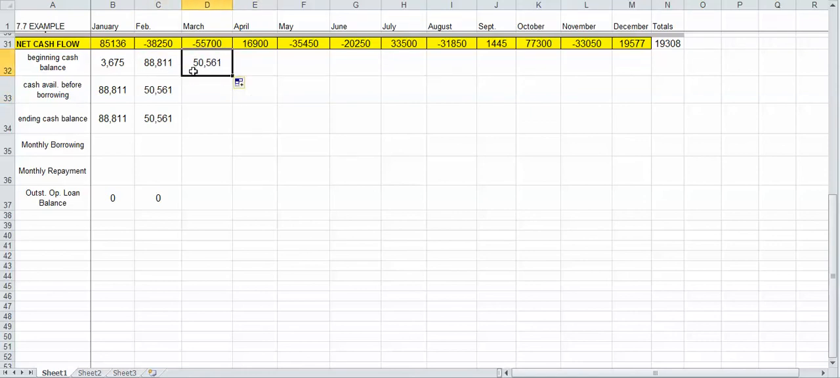Now what I can do, by the way, if I'm using an Excel file and I want to complete this spreadsheet, is just drag formulas across like so. My ending cash balance here will always automatically update. I'll do it by hand for now just so you get an idea of where these numbers come from. Again, our beginning cash balance in March was the ending cash balance in February. Our cash available before borrowing, once again, is beginning cash balance plus the net cash flow.